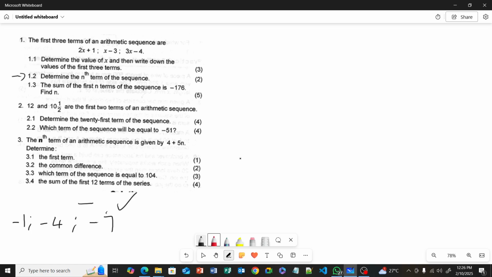Now the formula that we are going to need for the sum of n terms will be Sn, the sum of n terms, which is equal to n divided by 2 into 2a, remember a is the first term, plus (n minus 1) multiplied by d. Okay. Now what do we do? We substitute.